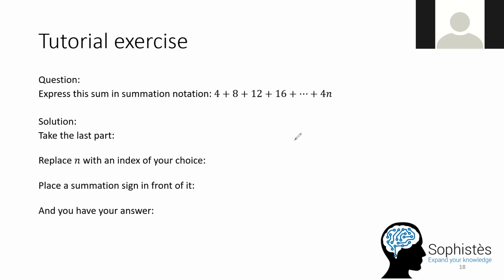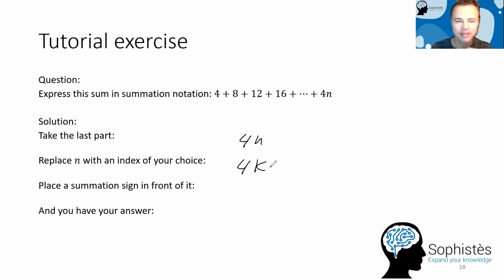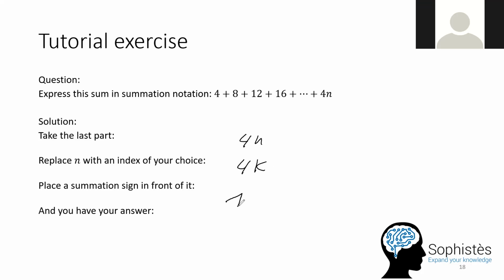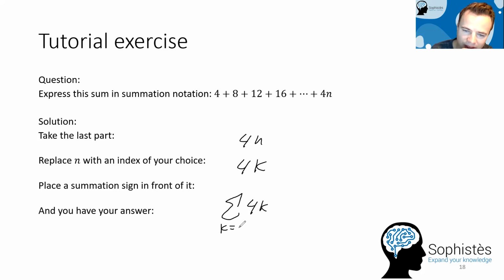So you would also have to replace the n with another index, so you can make it k as well. Yeah, that's fine. 4k. And then you would write that summation sign. So then k is equal to 4. You would think it's 4, right? But if I put a 4 here, then I would start with 16. So I have to do 1. Because if I do k is 1 here, then I get the 4. You see that? And if I do k is 2, then I get the 8.